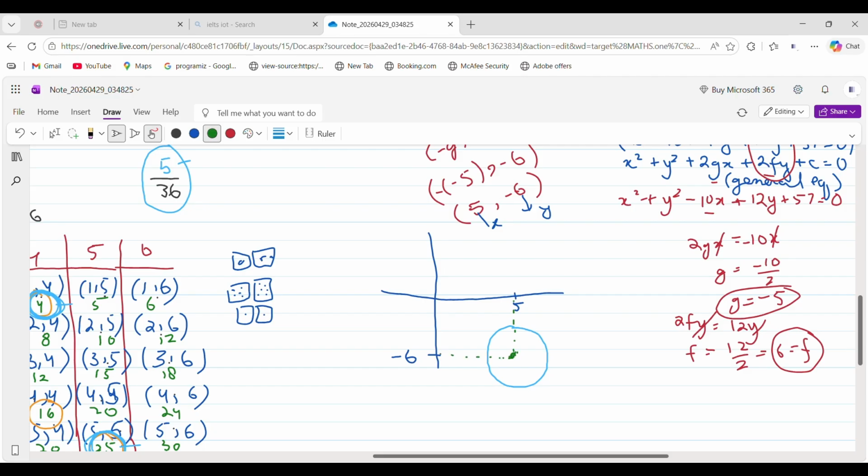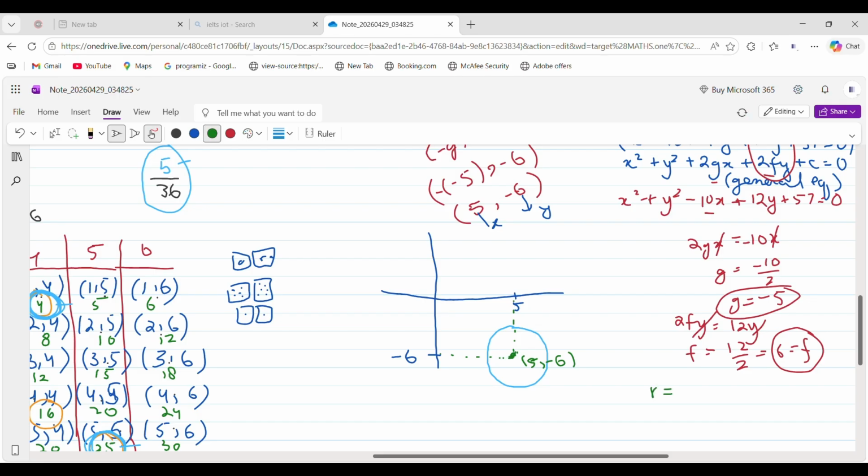So here basically I've gotten my center of the circle, which is (5, -6): 5 on the x-axis, -6 on the y-axis. So basically if I find the radius of the circle now, I want to have this distance. If I have this distance, this is basically the radius of the circle.